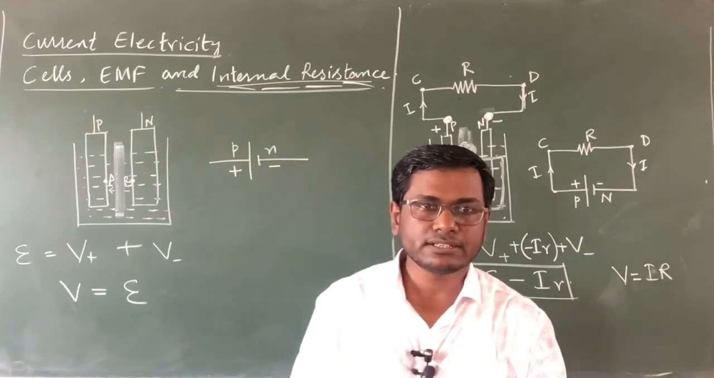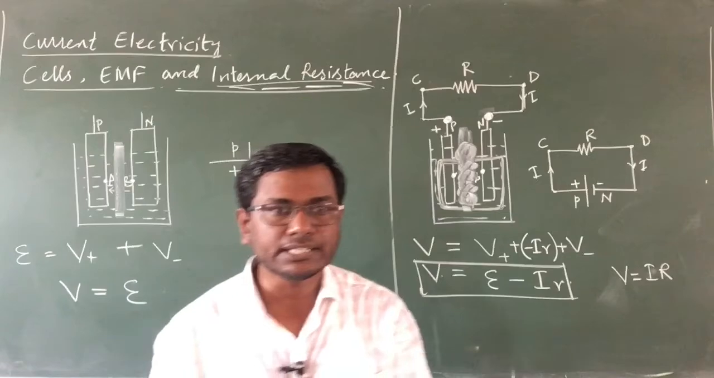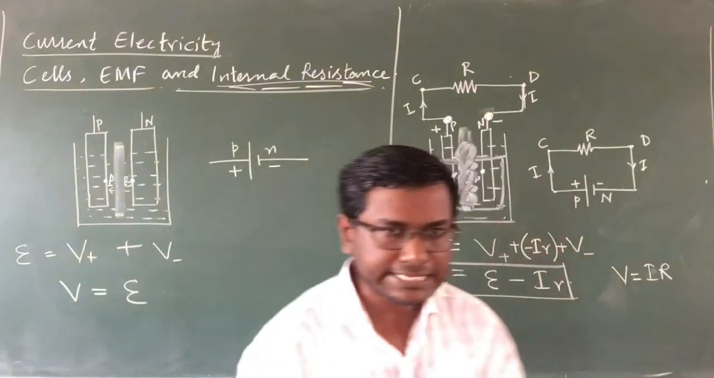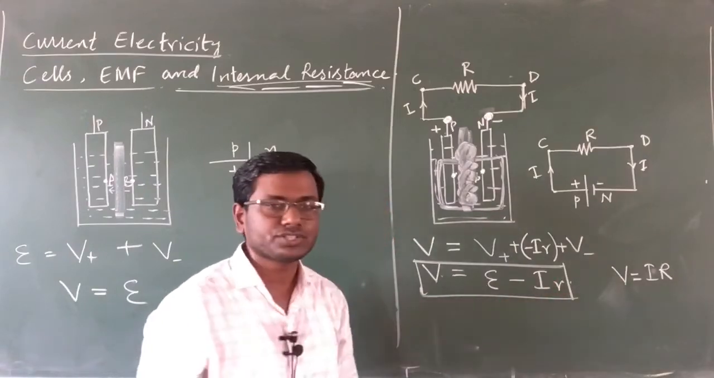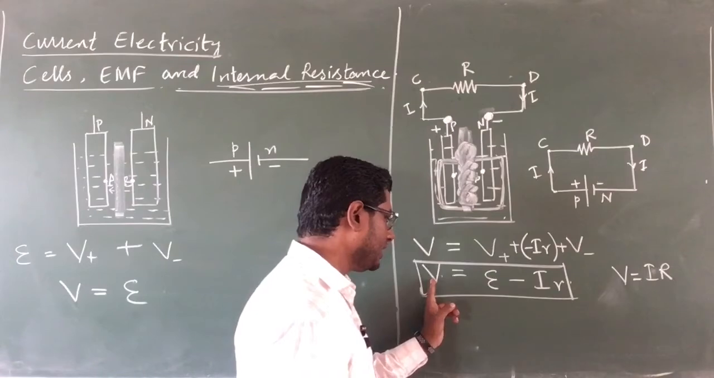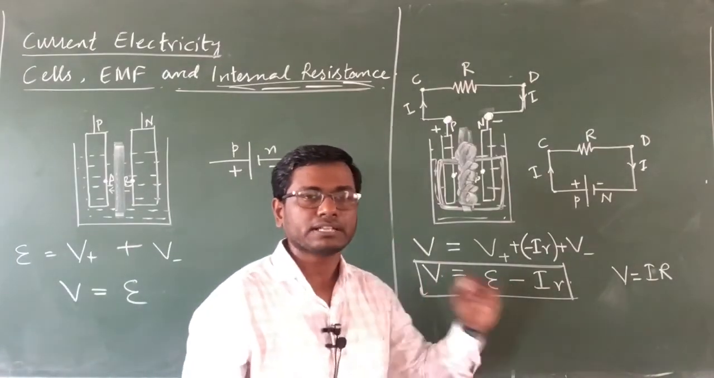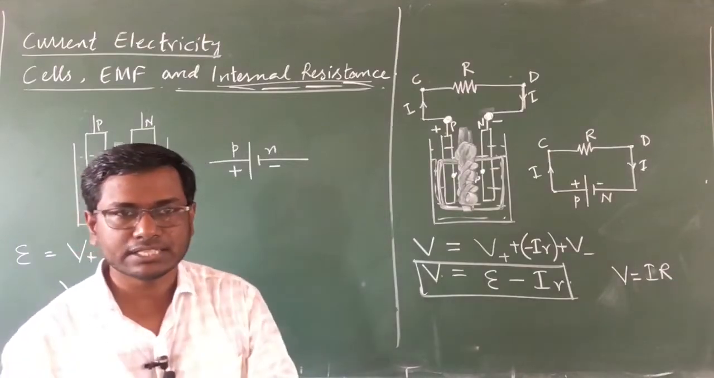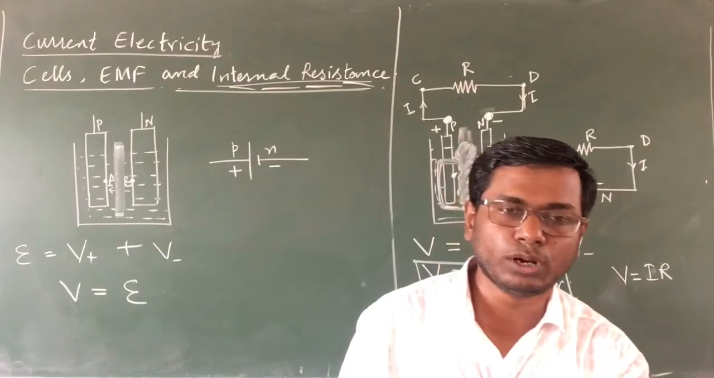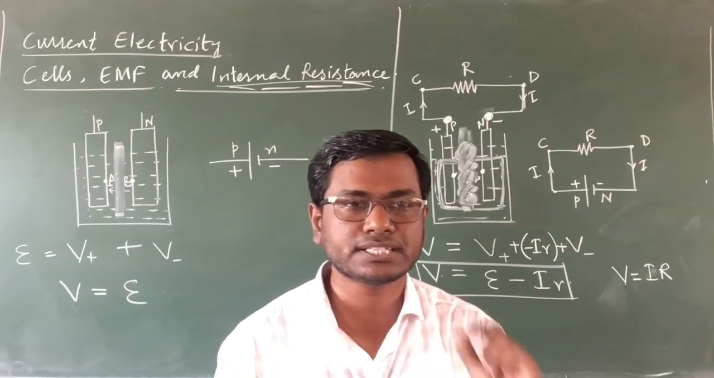Then what is internal resistance? It is the resistance offered by the electrolyte present inside the cells. Ideal case, this internal resistance should be 0. So whatever potential difference we are measuring should be equal to this EMF. But in the real world, all the cells are not perfect. There will be some small value of internal resistance that exists with each and every cell.